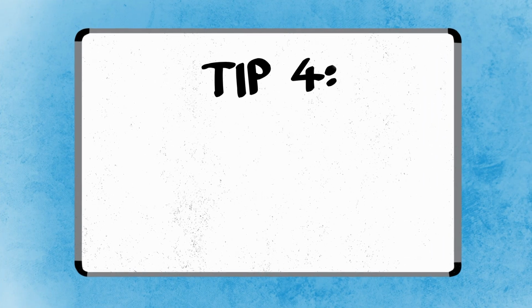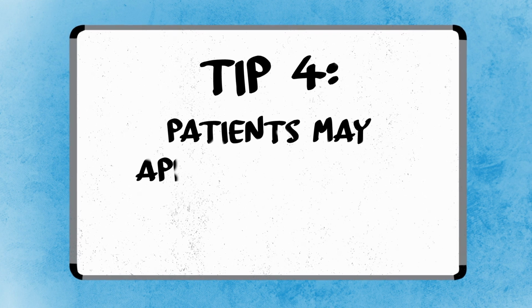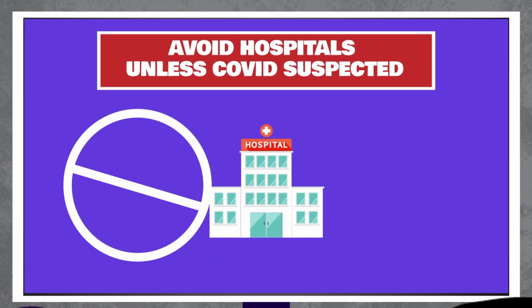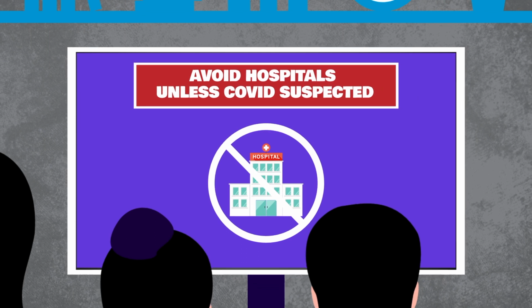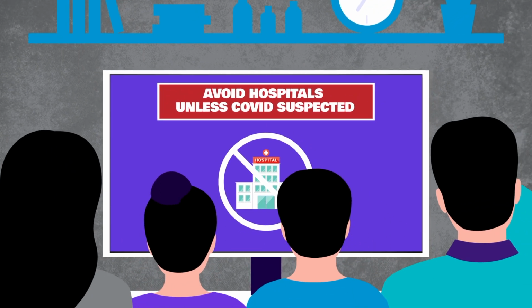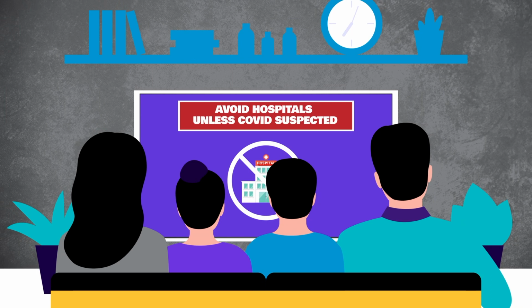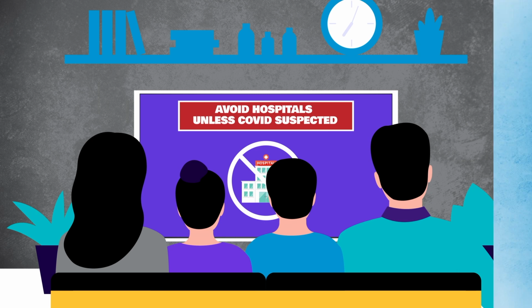Tip 4. Patient cohorts since March of 2020 may appear healthier than usual. That's not necessarily true. Because patients have been avoiding hospitals since the onset of the pandemic, patients appear to be healthier than usual, even in cases where their medical records are up to date. Just because a patient is not diagnosed with comorbidities doesn't mean that they don't exist.